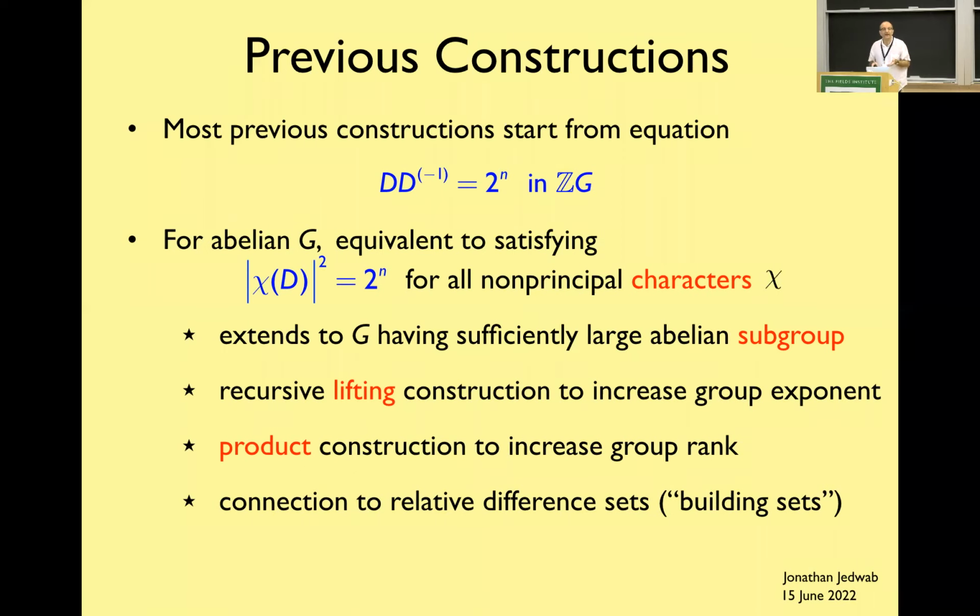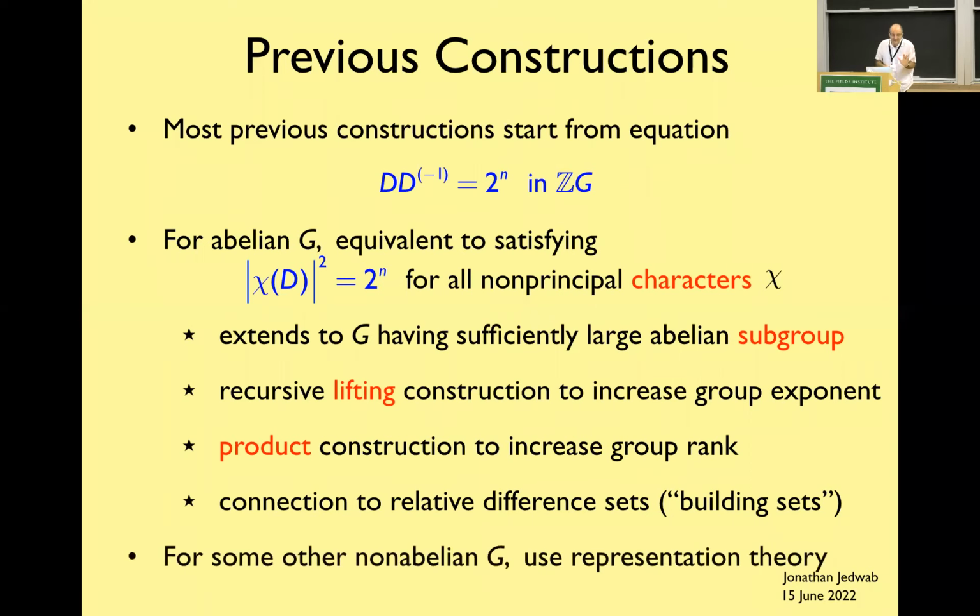Until now, this was the most powerful way we knew to construct difference sets in groups whose order is a power of 2, both abelian and non-abelian, except that when all of that stuff doesn't work, when we don't have the appropriate abelian subgroup, then we have to go to some really funky stuff involving representation theory.